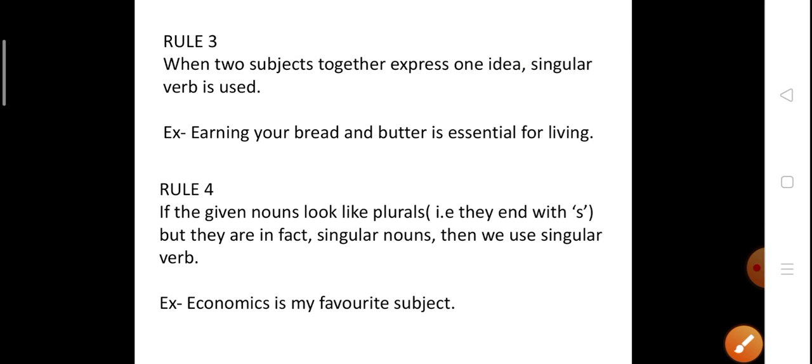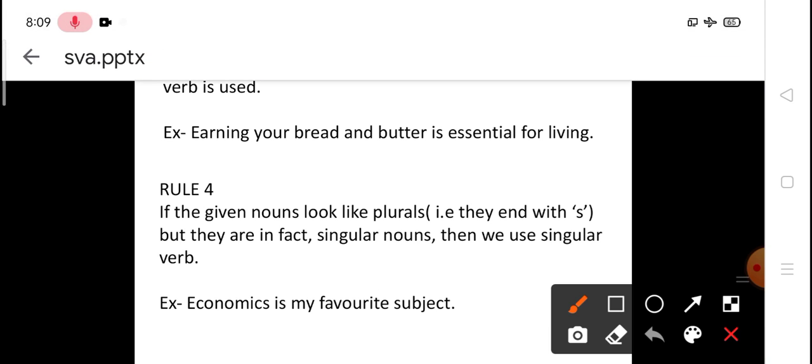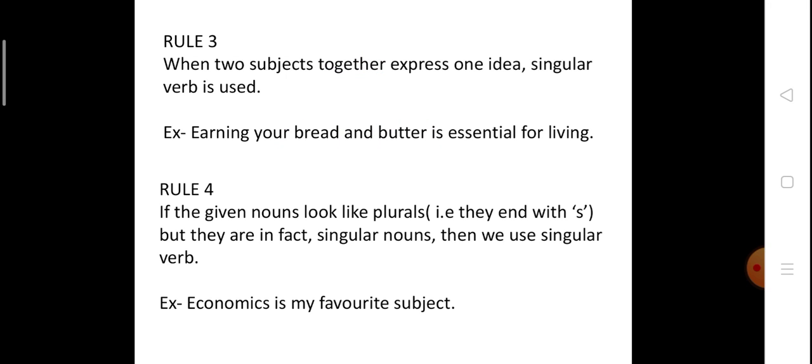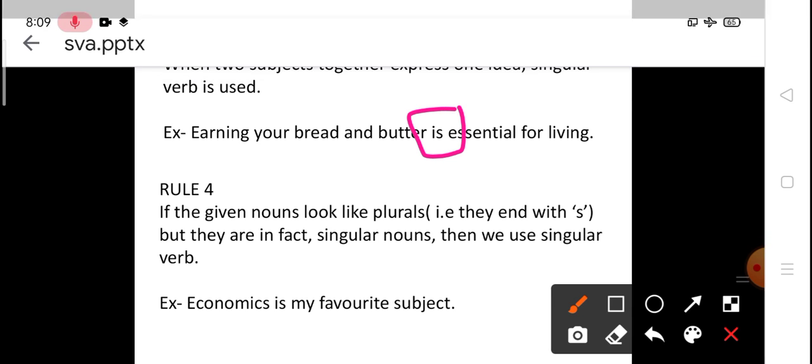Rule number 3 says when two subjects together express one idea, a singular verb is used. For example, earning your bread and butter is essential for living. Here you can see that bread and butter means earning money. They both are expressing the same idea. And that's why the verb used here is in singular form.